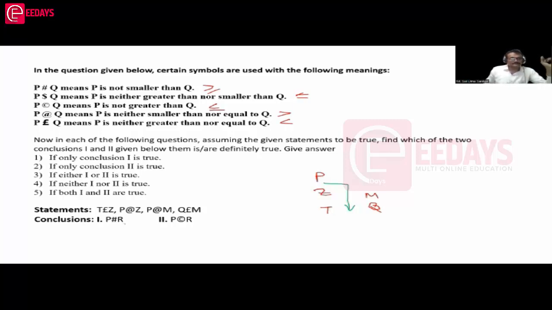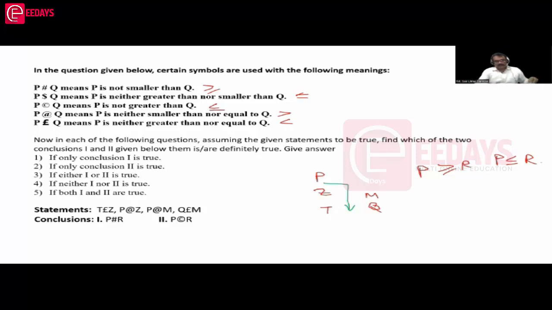P and R. Is there R at any case? Here only 5 letters are there. There is no R. Here P copyright R. If you observe P hash R, hash means P is greater than or equal to R. What is the next one? P copyright, P is less than or equal to R. Now, what is the answer?